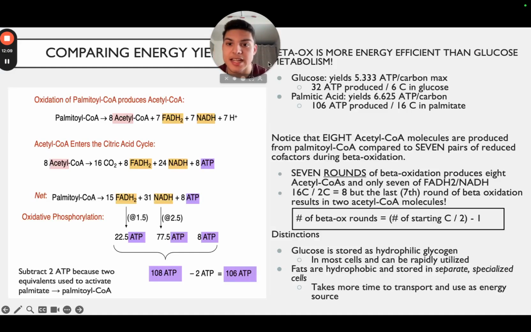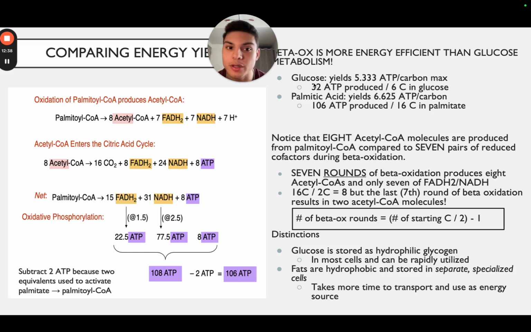Okay, so the next step is comparing energy yields. Beta oxidation is more energy efficient than glucose metabolism, and we'll get into why our body doesn't just use fat instead of glucose in a little bit. But just some mathematics you should be very familiar with on your exam. This was in the year that I was TAing last year. Every time there has been a calculation question, which you can either love or hate, but I'm letting you know ahead of time, you should definitely go through this very intensely and slowly to understand where all these numbers come from.